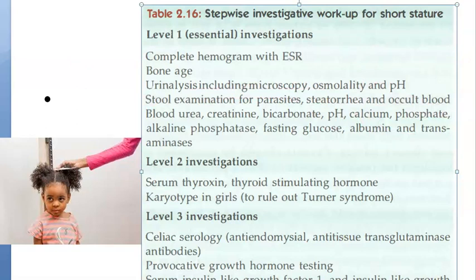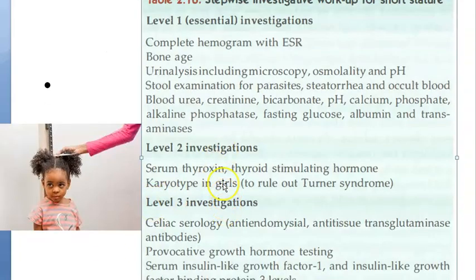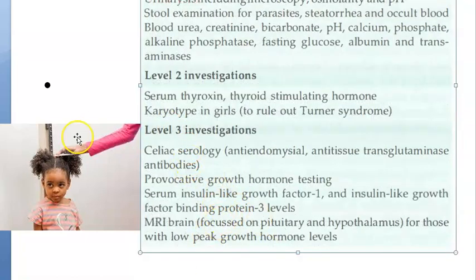Okay guys, now let us move to level 2 investigations for short stature, okay? What other investigations can you do? Check for thyroid, right? Thyroxine, thyroid stimulating hormone. Check for karyotyping in girls. Check whether this person has Turner syndrome or Down syndrome. Level 3. Here they didn't write it down, but anyways, we said it.